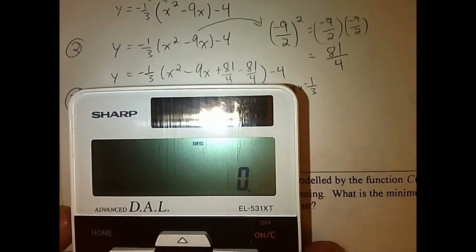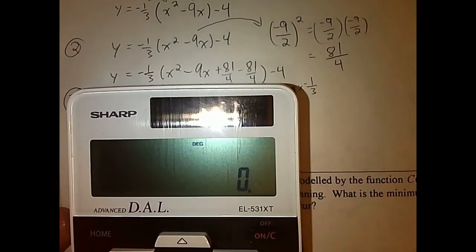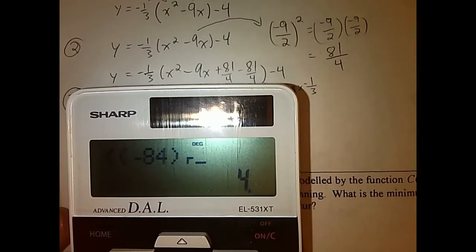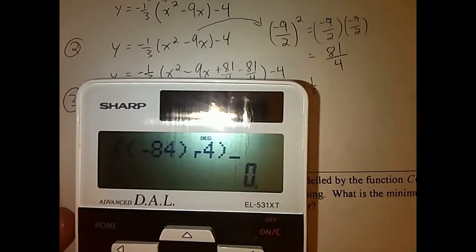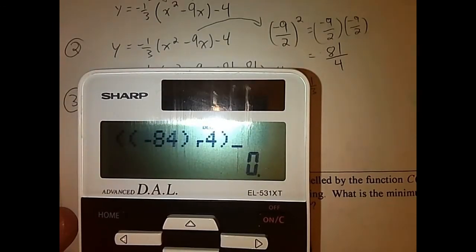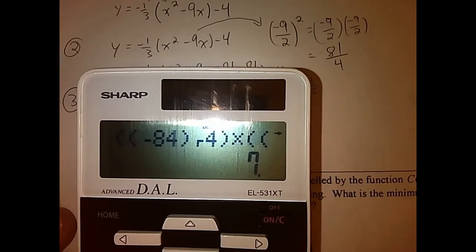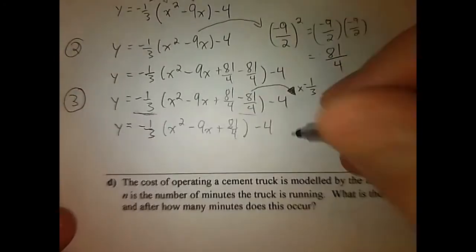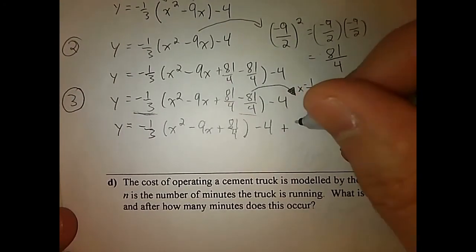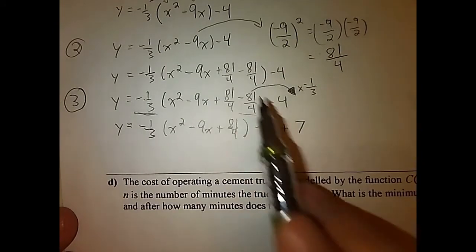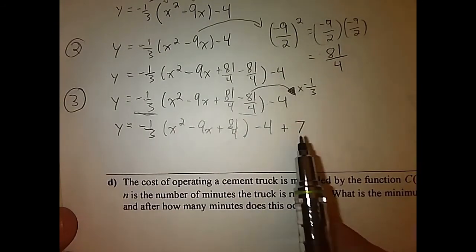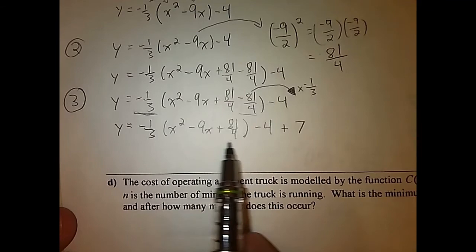I'm going to use my calculator with my fraction button to help me out. So negative 84/4, in brackets just to be safe, I'm going to multiply it by 1/3, and I'm going to get 7. So I get plus 7. So this times this is 7. And now, believe it or not, this is still my perfect square.